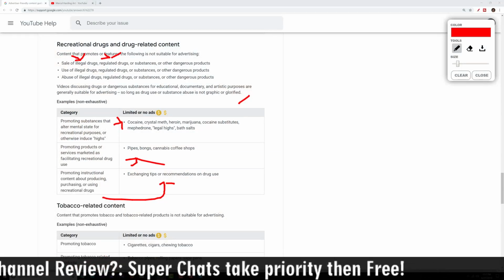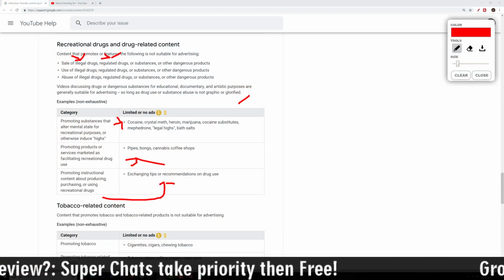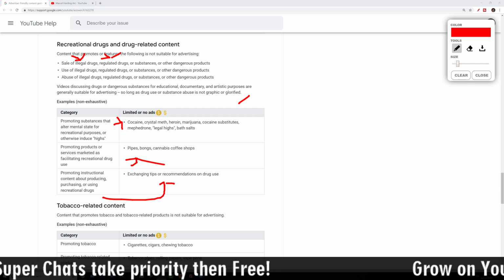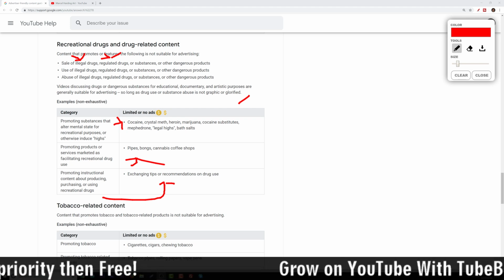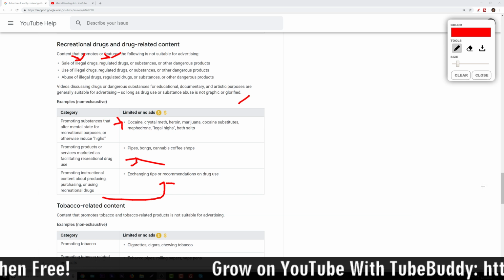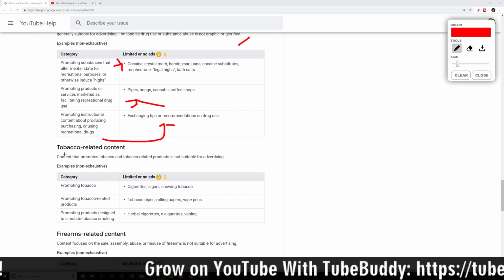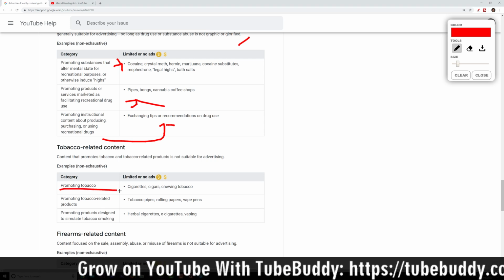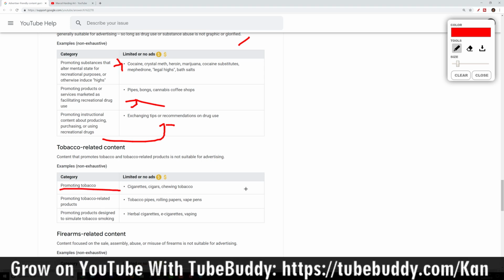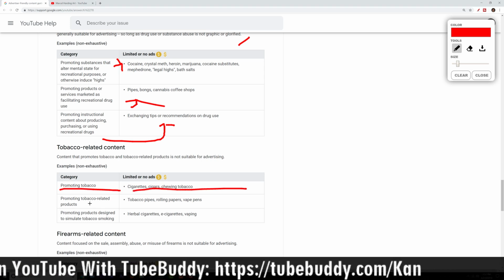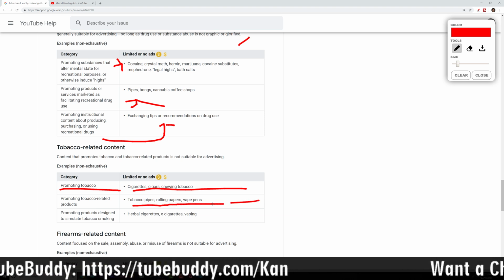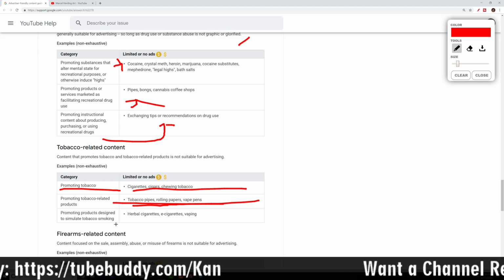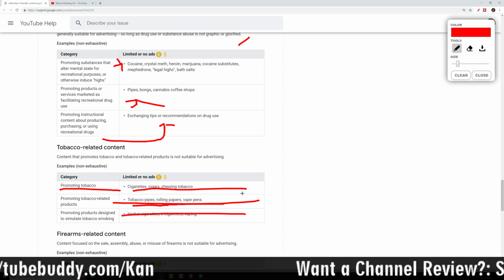Transition. Apart from the ad changes, we also have Article 13, which applies from the next month, if I am correct. 3D plastic, I believe it's changed to Article 17, then 14 from my understanding. So right here, tobacco-related content promoting tobacco, cigarettes, cigars, chewing tobacco. You're not allowed to do it. Tobacco pipes, rolling papers, vape pens, no. Promoting products designed to simulate tobacco smoking. So all of this, not allowed.